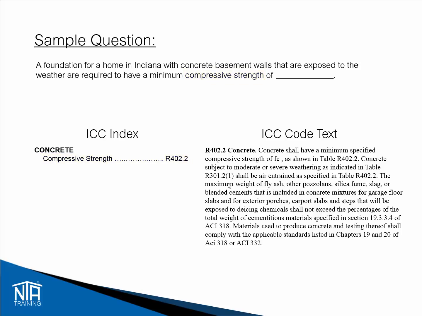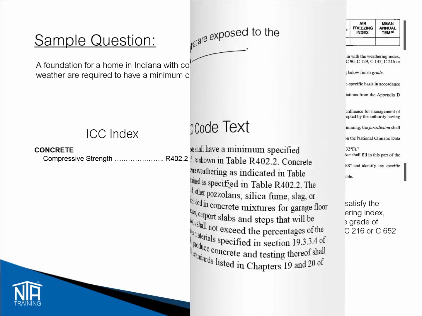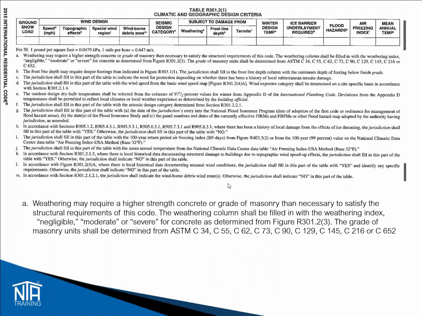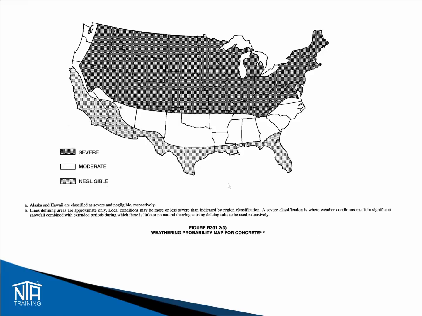Locate this section of the code and read the passage. It directs you to table R301.2.1. The footnotes of tables in the 2015 IRC often contain additional references for a given topic, including this table, which directs you to check figure R301.2.3. Figure R301.2.3 is an illustration of the continental United States and is for determining the weathering probability for concrete.